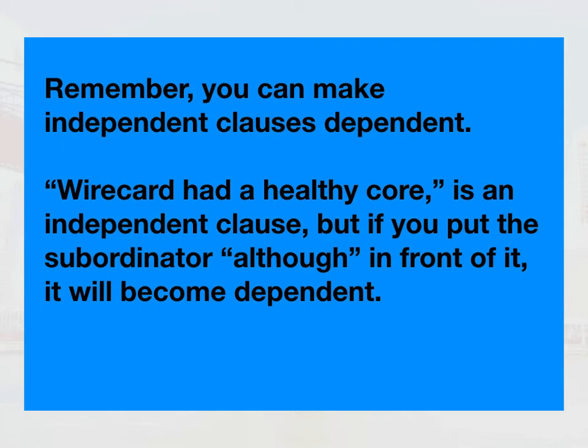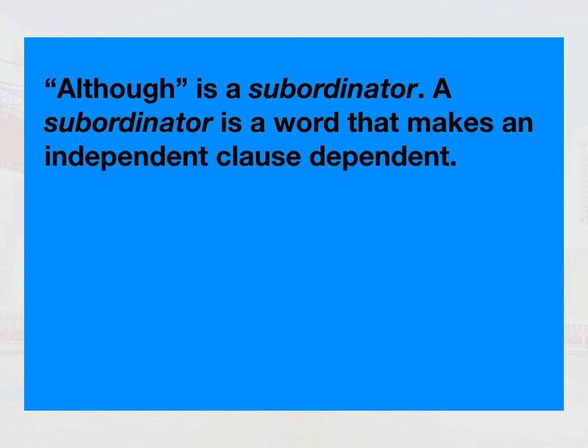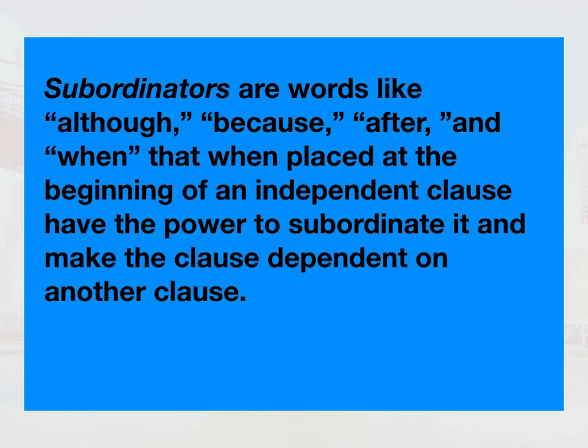Wirecard had a healthy core is an independent clause. It's a complete sentence. But if you put the subordinator although in front of it, it will become dependent. Although is a subordinator. A subordinator is a word that makes an independent clause dependent. Subordinators are words like although, because, after, and when, that when placed at the beginning of an independent clause have the power to subordinate it and make the clause dependent on another clause.